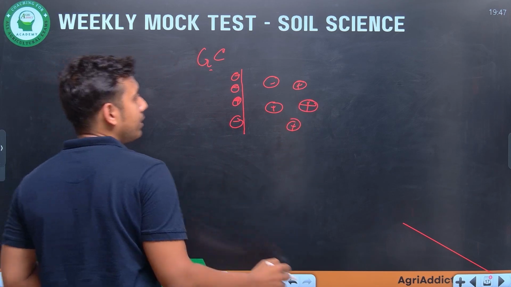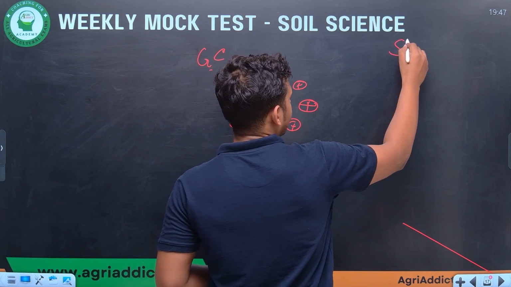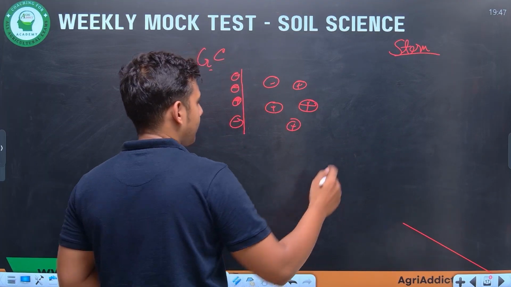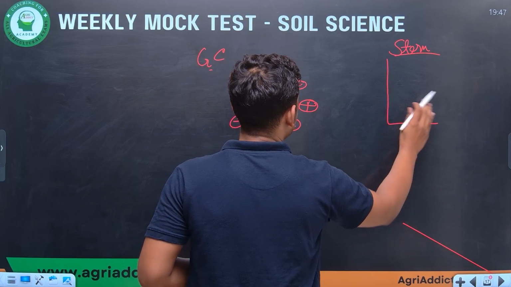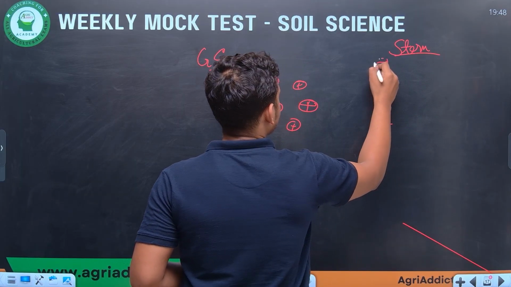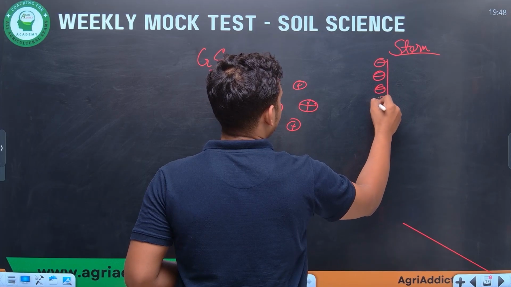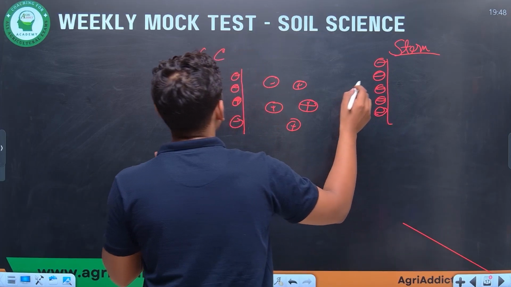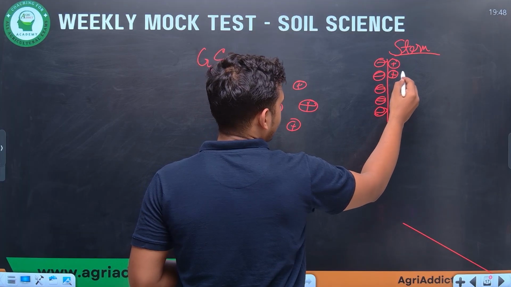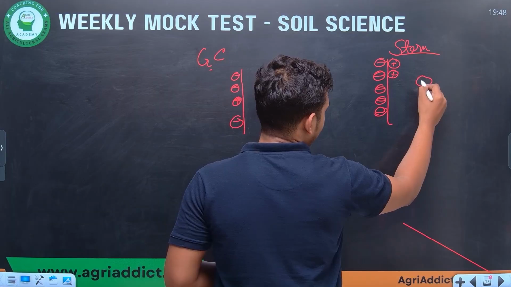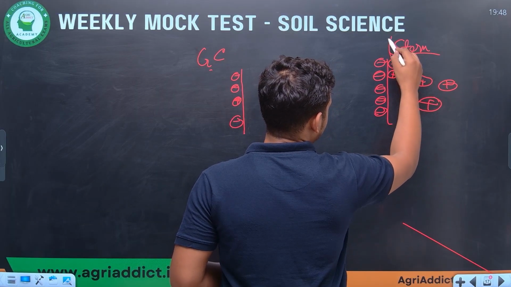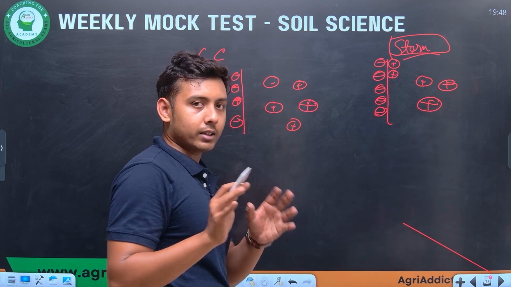This is the Gouy-Chapman model, and when it comes to Stern, it is a kind of admixture of those two concepts. What happens is some of the counter charges, the cations, are condensed, and some of the cations are diffused. Actually, the Stern model is very practical in the actual case of soil.